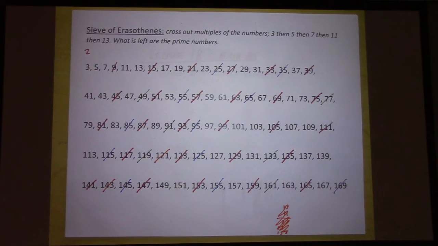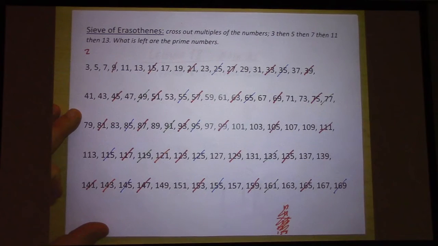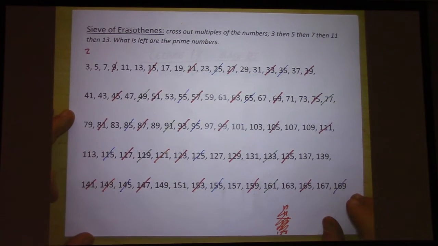Okay, so there's a theorem, guys, and the theorem is this: basically you only need to check up to the square root of the number here because of the way the primes work. So what do we have left? Let's circle everything that's left. What do we got?